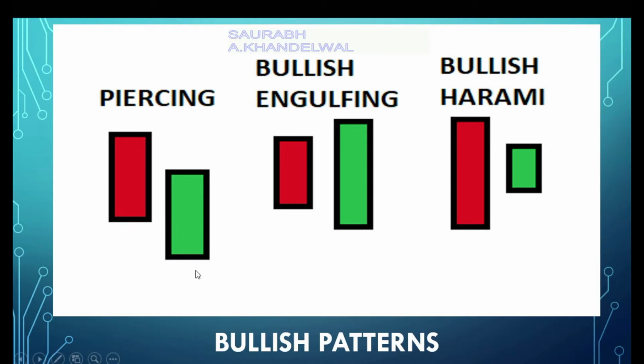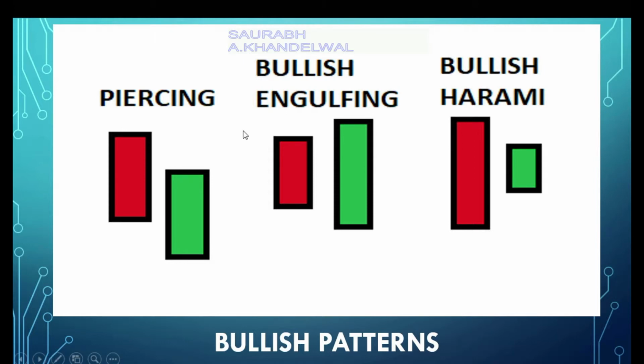So this was the previous day close, and this is today's opening. And then the price started moving upwards, resulting in a green candle, and it closed above the 50% mark of the previous body candle. Then it's called a piercing pattern. It is a very significant pattern, as it signifies a reversal, and the probability will be higher if it pierces deeper into the previous body.